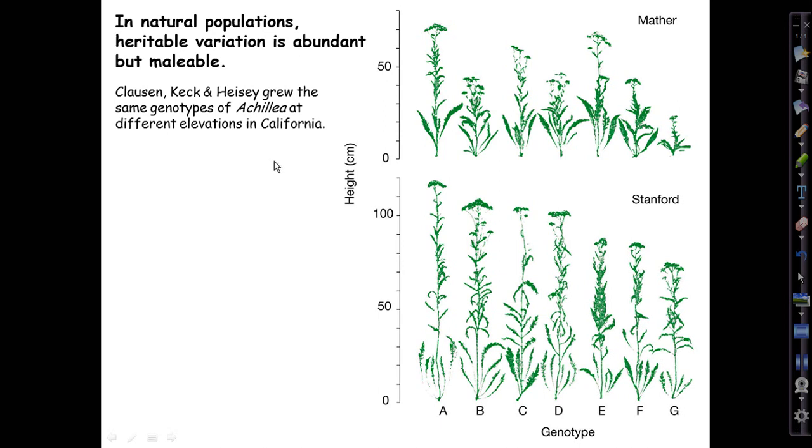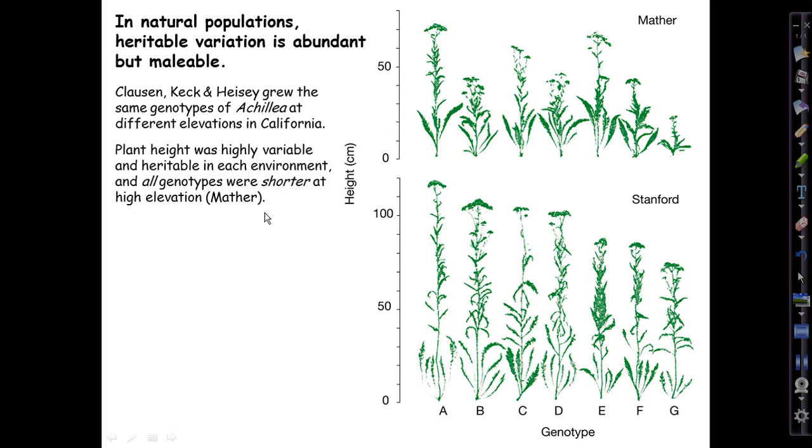And I'm going to start with this famous post-war study by Clausen, Keck and Hiesey on Achillea, yarrow, this composite plant, at different elevations in California where they worked. Here are profiles of 7, I guess it is, genotypes that they featured in one of their classic papers. They wrote long papers that were like small books on this study. So plant height was variable everywhere they looked and heritable in every environment.